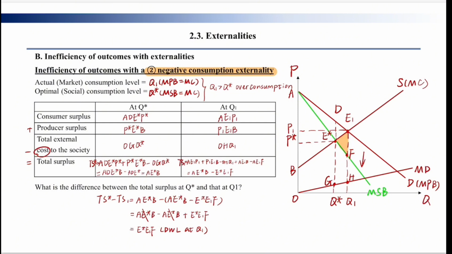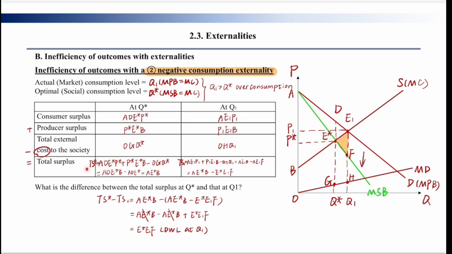So this triangle is equal to this triangle because they have the same base, they have the same height. So our outcome is this big triangle minus this small triangle. Okay, so the final outcome is this one minus this one.